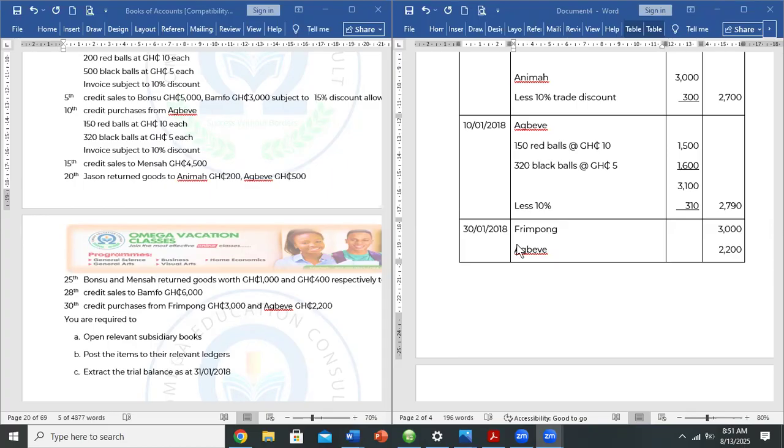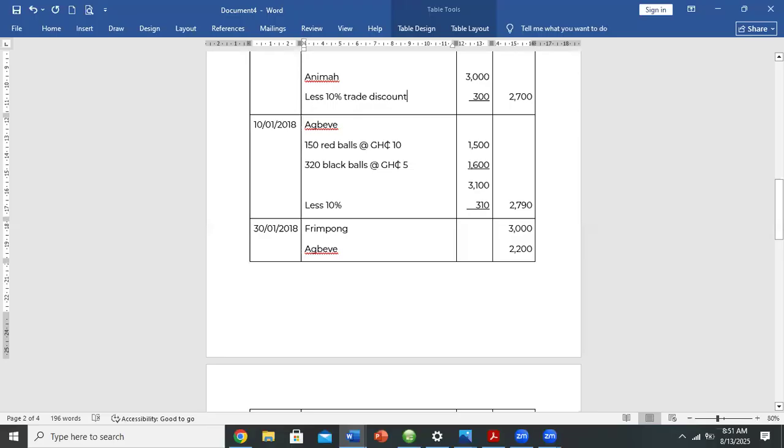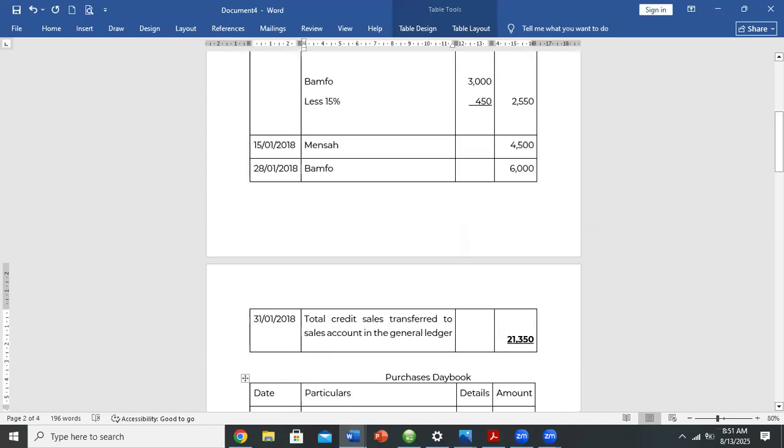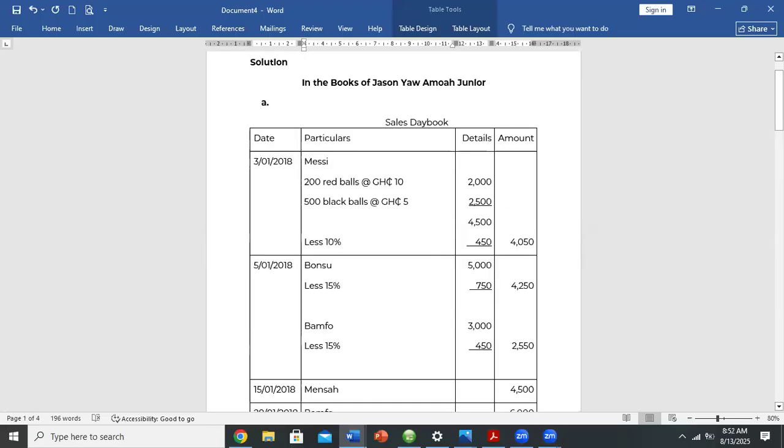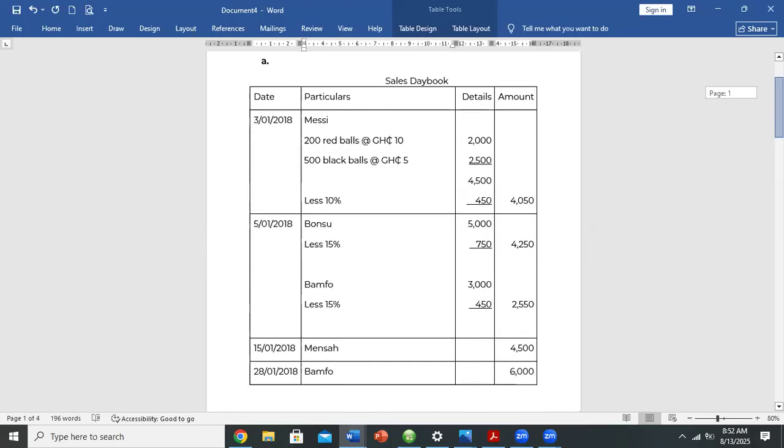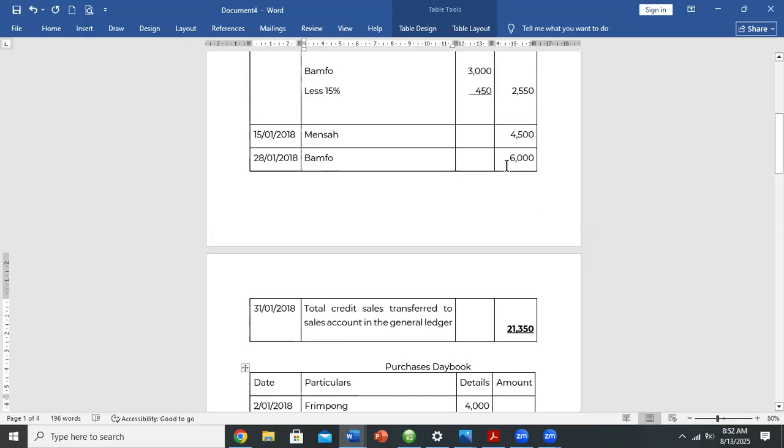Okay, so after you are done with the day books, the next thing is for you to post to the ledgers. So professors, let's now focus on each of the day books and see how we can do the postings to the ledgers. But before the postings, you always need to sum up the totals. So in your sales day book, you add up all the figures from the first date, which is 3rd January, to the last date, which is 28th. You sum those total sales.